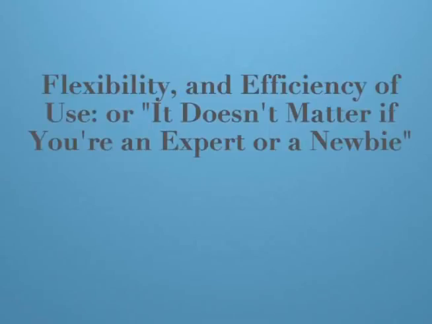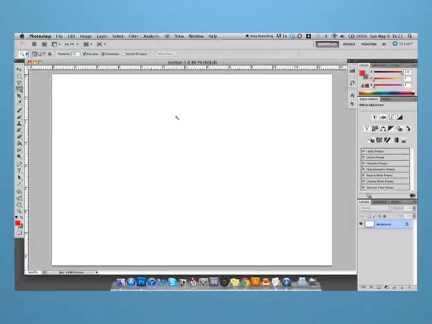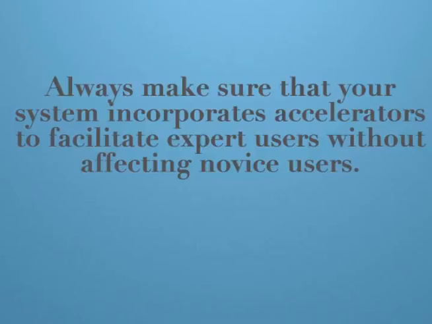Flexibility and efficiency of use, or it doesn't matter if you're an expert or a newbie. This principle states your system should incorporate accelerators which are unseen to the novice user, but that allow the expert user to navigate faster with frequent actions. If we look at the Adobe CS Photoshop program, we can see that a novice user can navigate with the mouse and select the different tools, and an expert user can simply access the tools via the keyboard shortcuts: V for arrow, M for rectangle marquee, F for view, Option plus or minus for zoom, etc. Therefore, accelerating repetitive tasks and making the usage more efficient for the expert user whilst not affecting the novice user experience. Always make sure that your system incorporates accelerators to facilitate expert users without affecting novice users.